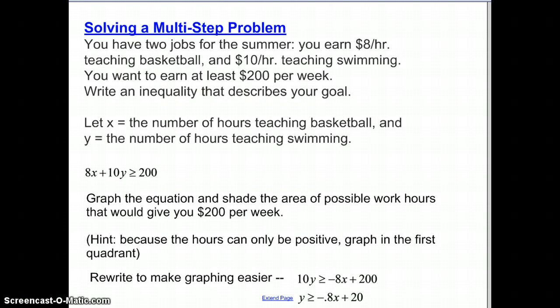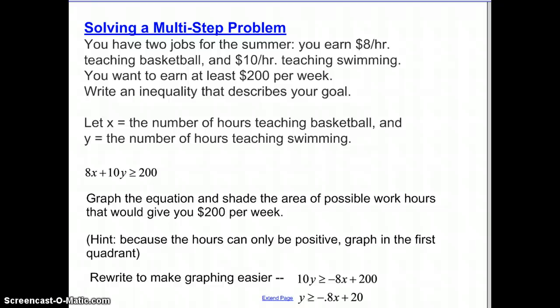You can solve problems with this graphing method. For example, if you have 2 jobs for the summer, one earns you $8 an hour teaching basketball and another $10 an hour teaching swimming, and you want to earn at least $200 per week, we want to find out the different combinations of hours you could teach each sport and write an inequality that describes your goal.